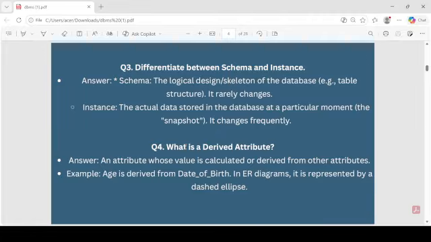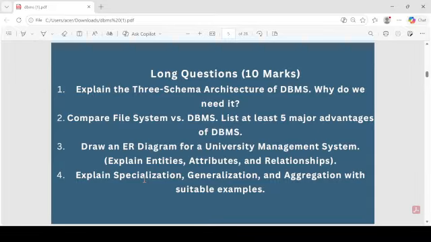The last question of this will be: what is a derived attribute. So an attribute whose value is calculated or derived from another attribute, those attributes are known as derived attributes. Example, age is derived from date of birth. In an ER diagram, you can represent it using an ellipse. The next questions will be long questions that come in your exams, like 7 marks or 10 marks.